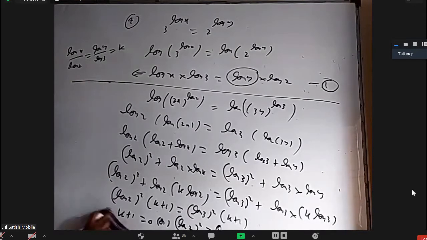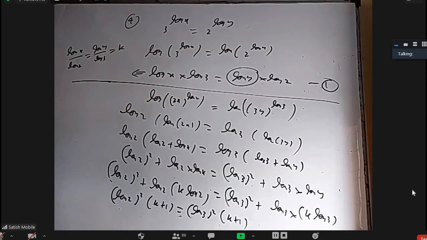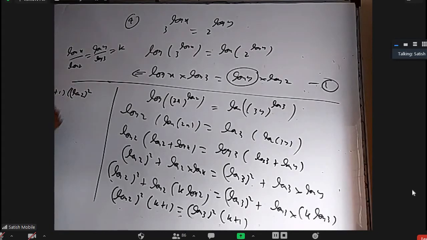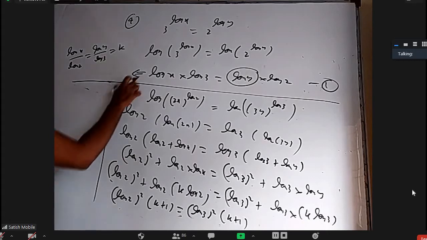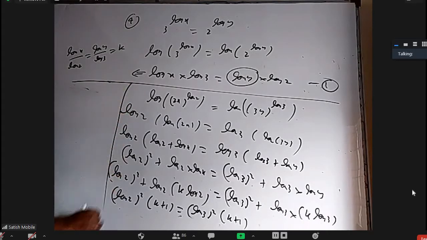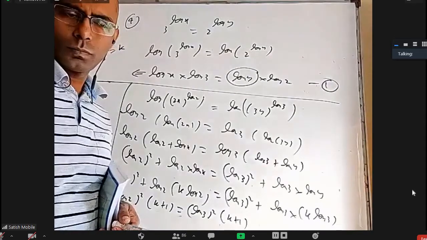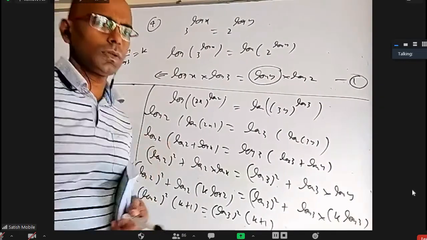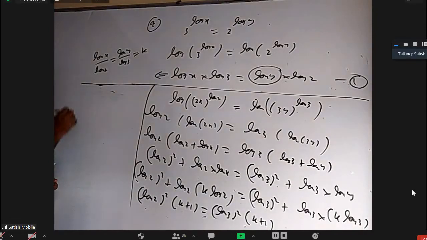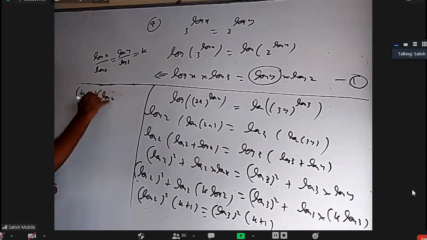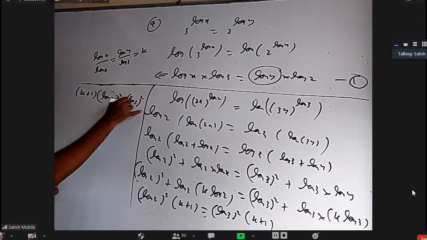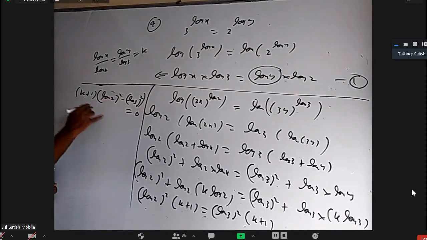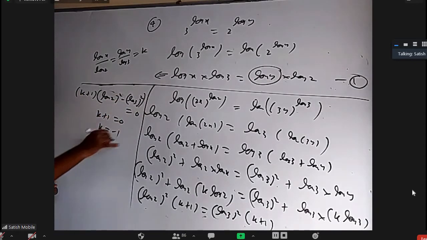Sorry, it's not visible here. When you bring this whole thing this side and take k plus 1 common, you will get k plus 1 into log 2 whole square minus log 3 whole square equal to 0. But this can't be 0, so it has to be k plus 1 equal to 0, k equal to minus 1.